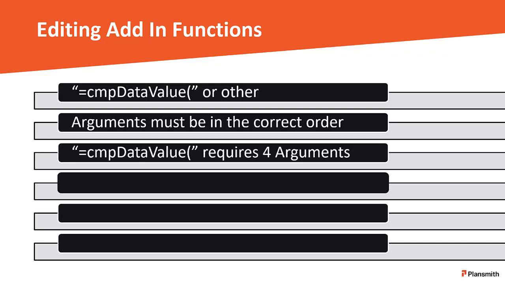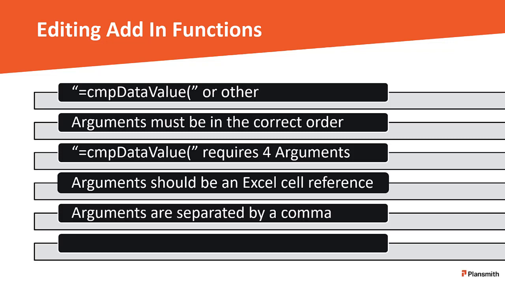Compass data value requires 4 arguments, but some require as few as 1 argument. Arguments should be an Excel cell reference rather than the value itself. And remember that arguments are separated by a comma, and the last argument is followed by the closing parentheses. Any error, no matter how small, can cause the function to malfunction. But if you follow the rules, it's simple and it works every time. All right, well, let's have some fun.